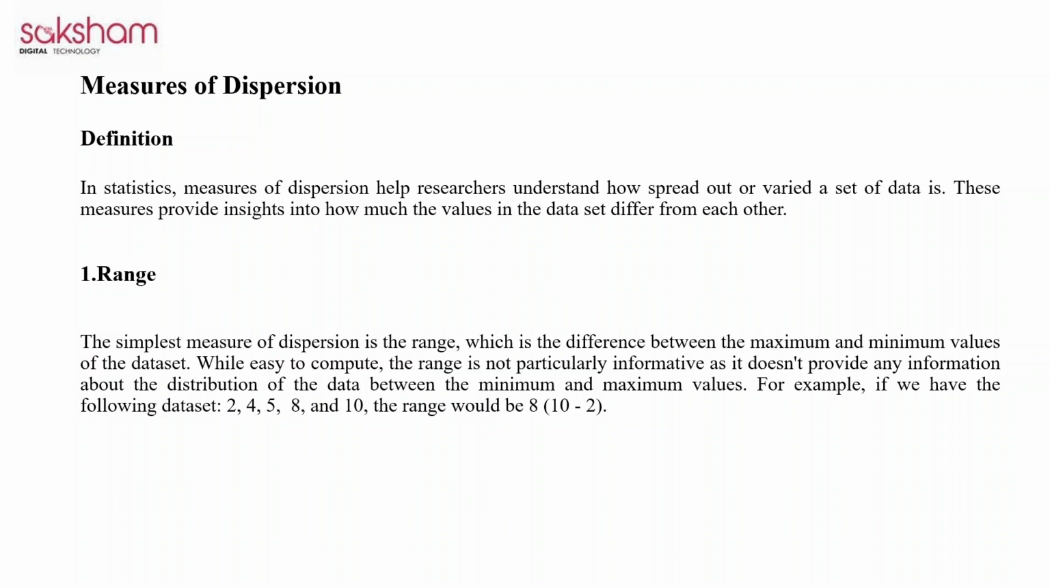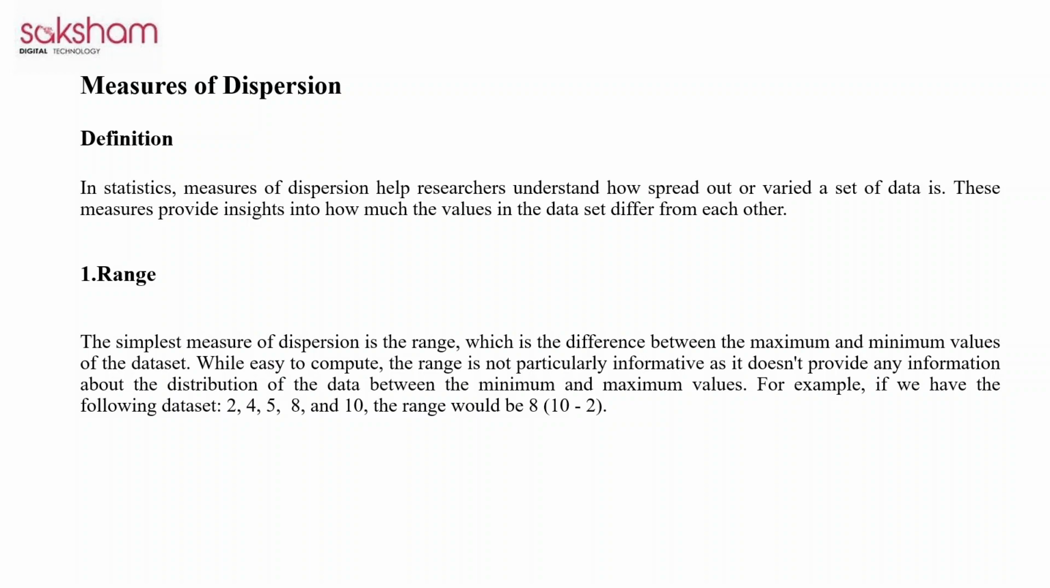So the simplest measure of dispersion is the range, which is the difference between the maximum and minimum value. So you are just finding the difference between two values, the maximum value and the minimum value. Take an example: our data starts with 2 and ends with 15, so our range is 13, because 15 minus 2 is 13.